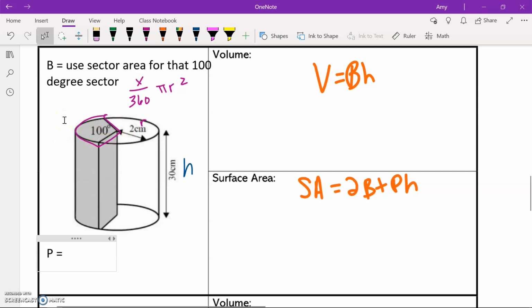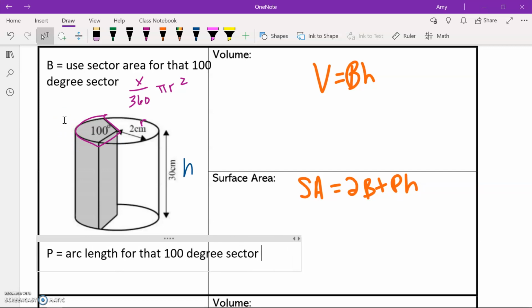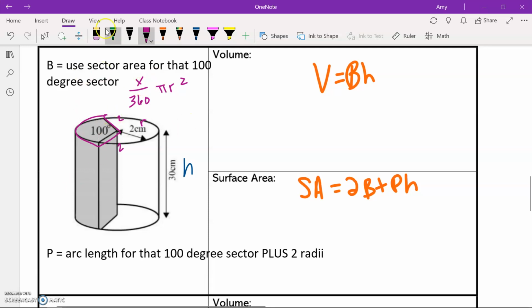So for the perimeter, you're going to do the arc length for that 100-degree sector plus 2 radii. Because you need this segment here, which will be 2 centimeters, and this segment here, which will be 2 centimeters. So we have a 2 and a 2. And for this arc length, you're going to use x over 360 times 2 pi r. So that's our arc length plus 2r to get those other 2 segments.